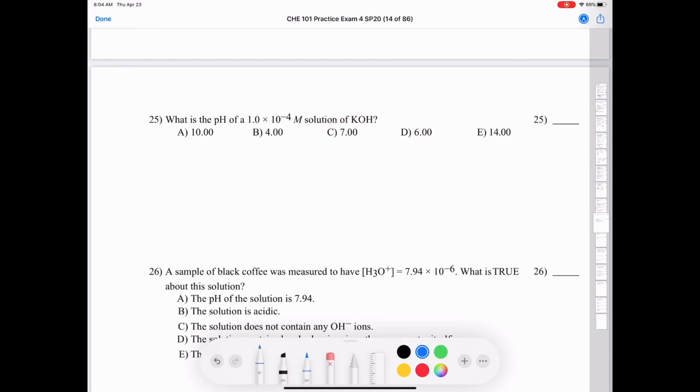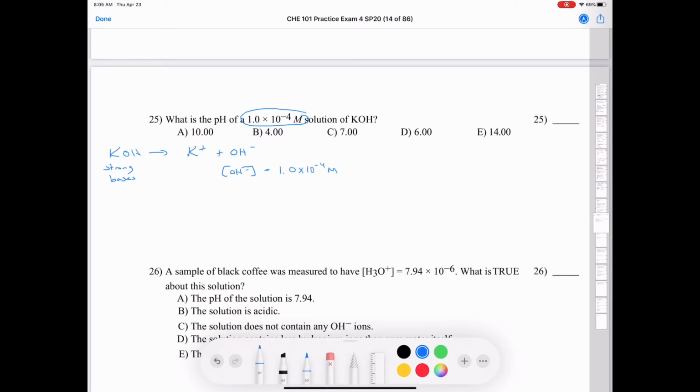Question number 25. What is the pH of a 1.0 times 10 to the minus 4 molar solution of potassium hydroxide? Well, potassium hydroxide is a strong base. It is going to completely dissociate to give you potassium ions and hydroxide ions. That means that all of the potassium hydroxide, so this 1.0 times 10 to the minus 4 molar, is going to completely dissociate into K plus and hydroxide. That means that the concentration of my hydroxide is going to be equal to 1.0 times 10 to the minus 4 molar.